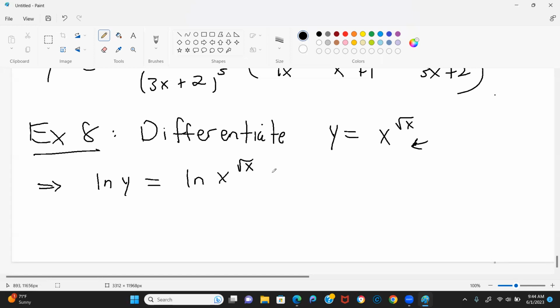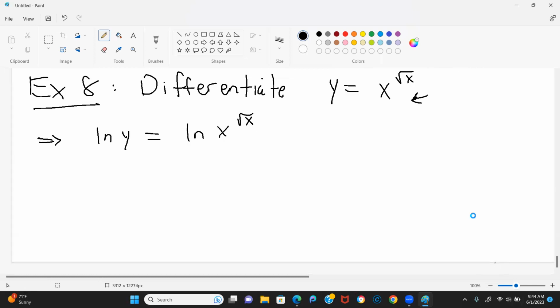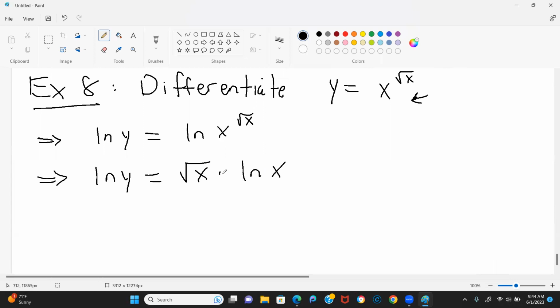Okay. And now we have x to some power. In fact, the power is square root of x. But by using our log rule, we can bring that square root of x down as a coefficient. And now we've reduced this really awful looking problem to just product rule, right?